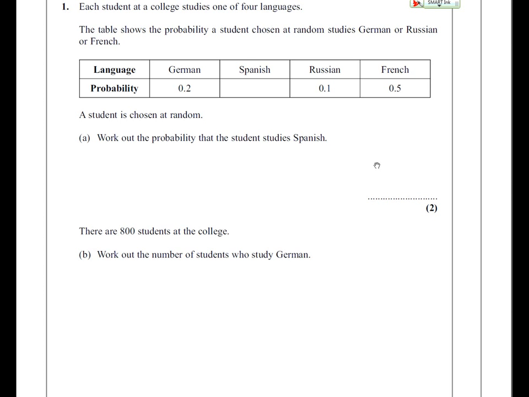Each student at a college studies one of 4 languages. The table shows the probability that a chosen student at random studies German or Russian or French. A student is chosen at random. Work out the probability that the student studies Spanish. Now in theory, if they have to study 1 out of 4, then all these probabilities must add up to 1. So what you actually want to know for Spanish is what adds up with 0.2, 0.1 and 0.5 to give you 1. If you add up the ones I've just circled, you get 1.8. Take it from 1, you get 0.2.